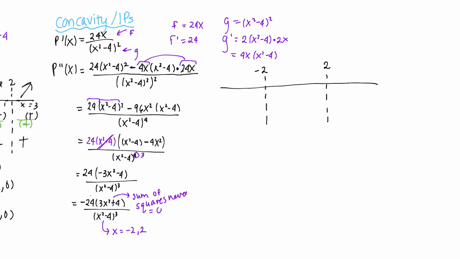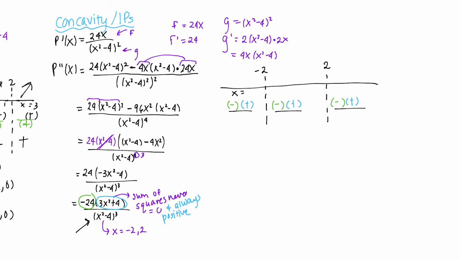So there are a few things going on here. There's always a negative 24 in front. I'm going to write this in before I even choose test points. I know there's always a negative 24 in front. And additionally, 3x squared plus 4 will always be positive. A sum of squares is always positive. So I know that there's going to be a positive in the numerator. The only thing I really have to plug into is this bottom part down here.